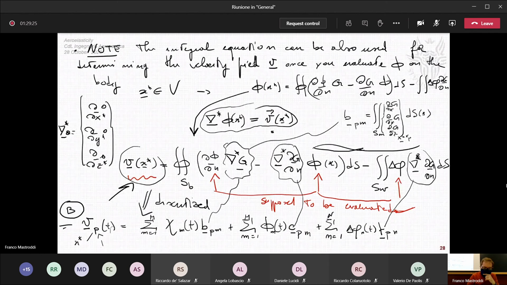I have the velocity. I use key, I use phi. I have already evaluated phi in time. So I have the velocity everywhere.